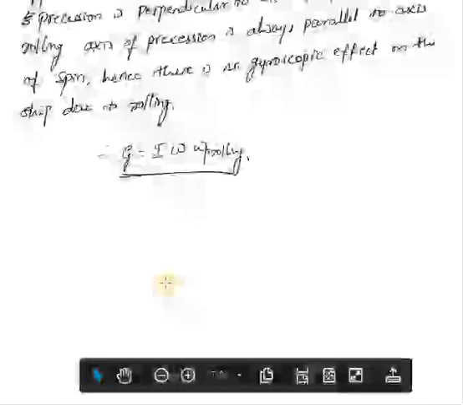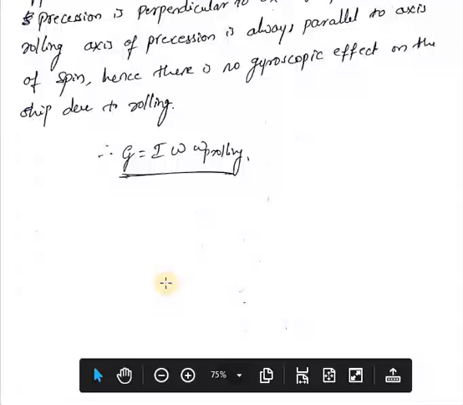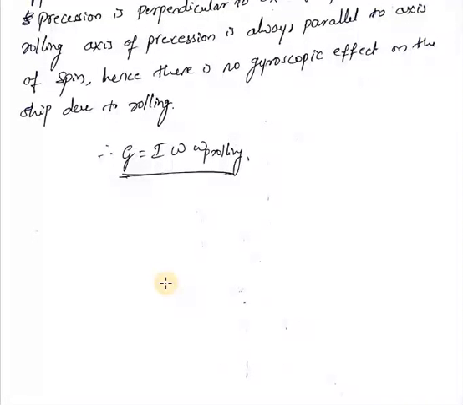Okay, so this is the effect of the gyroscopic couple on the ship. In the next video, we'll try to solve some of the problems and we'll try to analyze the gyroscopic effect on the ship.